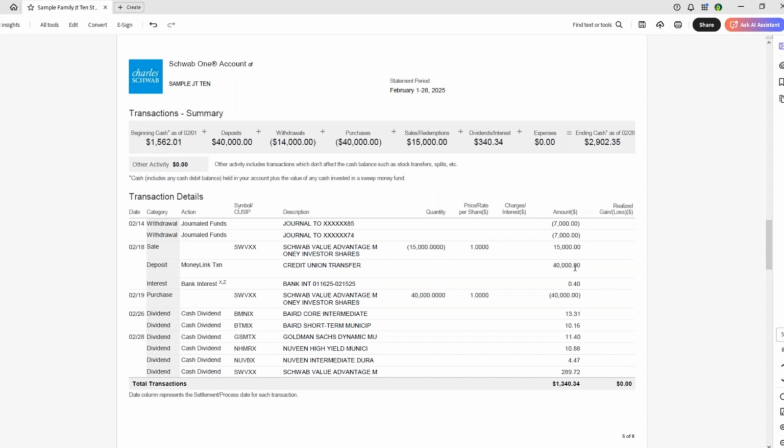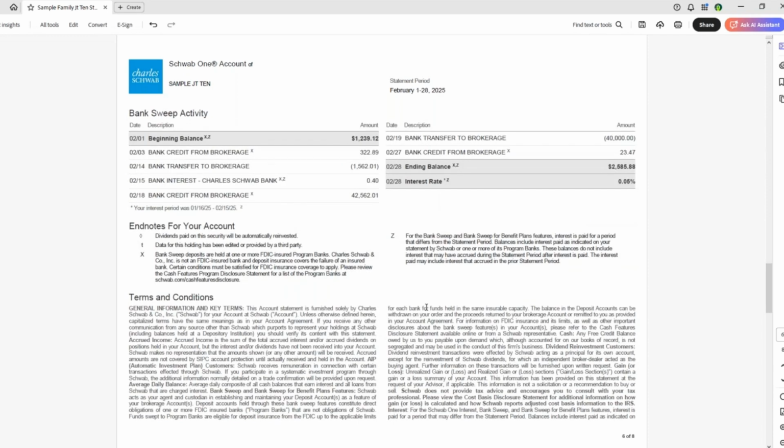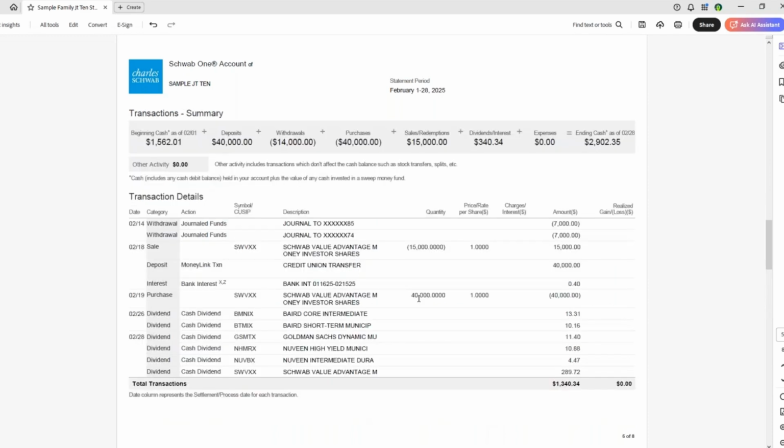They pulled in $40,000 from their credit union, so we helped them with that. And then they accrued interest and dividends. They also had some money, this $40,000, and you can see we bought some more money market with the accumulated cash. This is also where you would see a lot of sweeps.